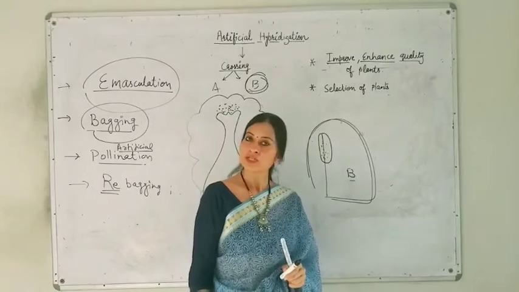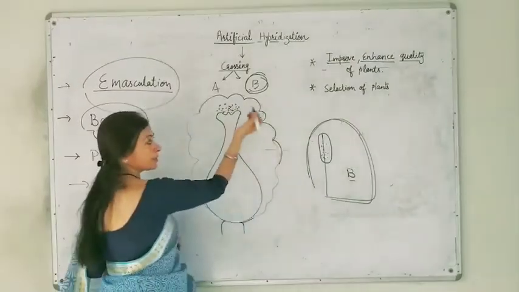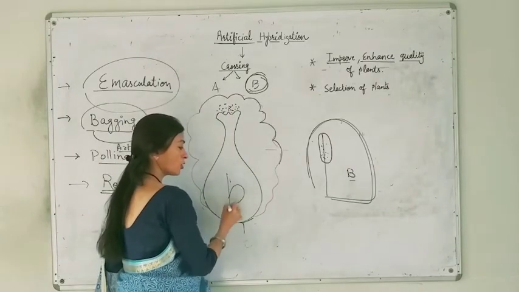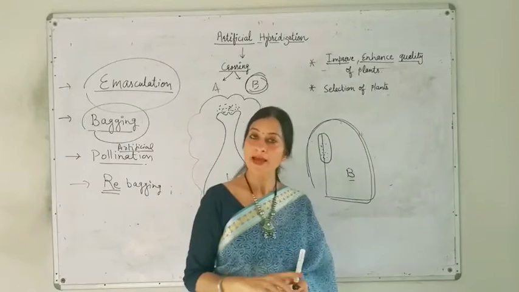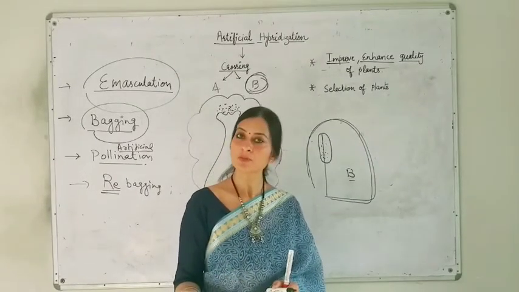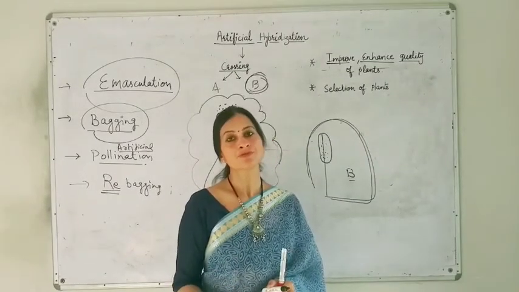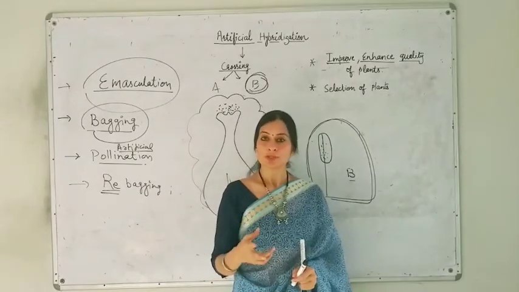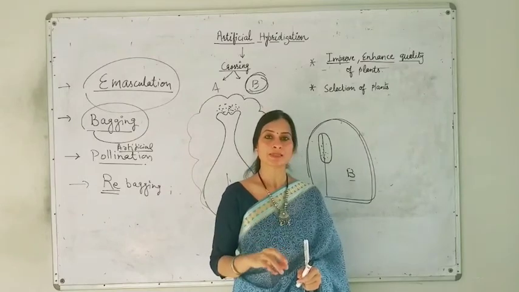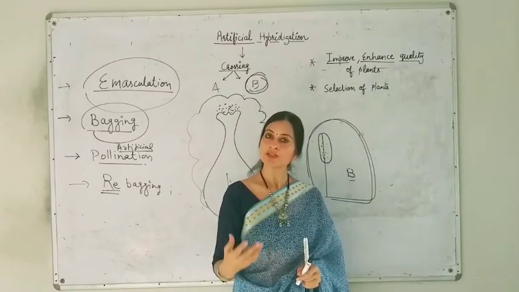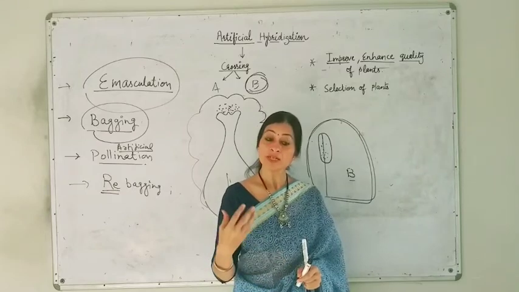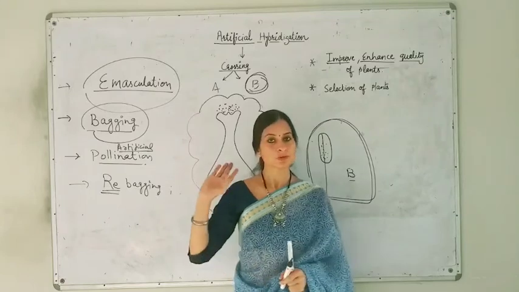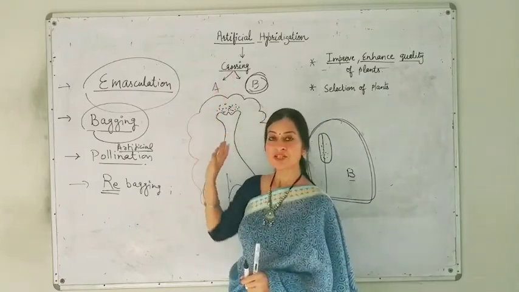And after pollination, pollen germination will take place, and then fertilization will proceed in the ovule that has the egg inside it, and fruit formation and seed formation will take place. This is how, if you want to cross two selected plants with each other so that we can combine their features, improve the variety of the plant, and enhance its quality, we have to follow artificial hybridization.